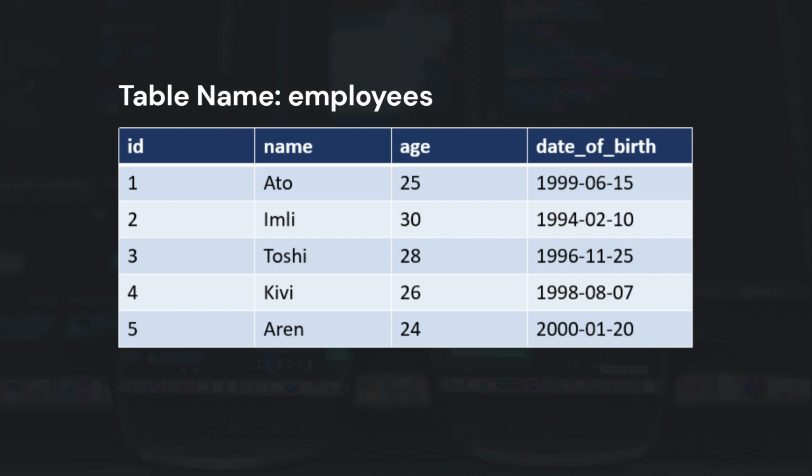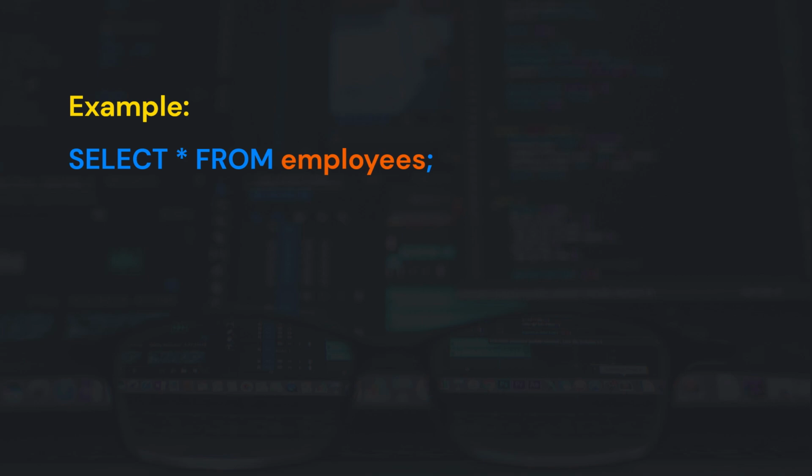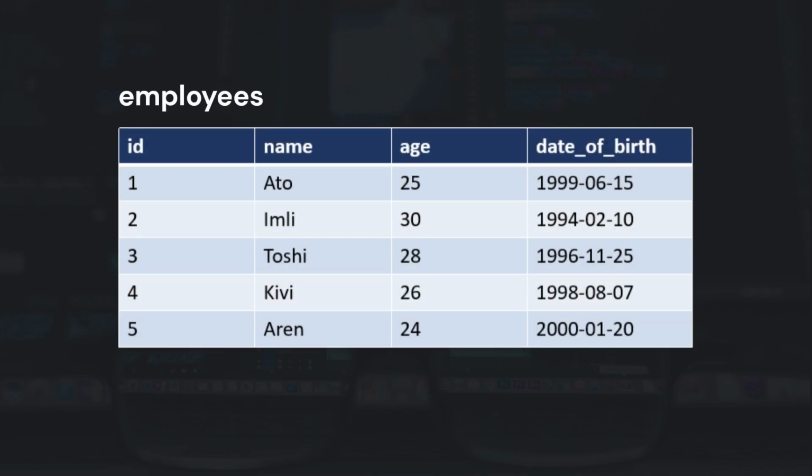Now that we have data in our table, let's learn how to retrieve it using SQL queries. In SQL, the select statement is used to fetch records from a table. The most basic way to retrieve all the records from our employees table is by using select star from employees. The star symbol means select all columns. So this query will return every row and column from the table.